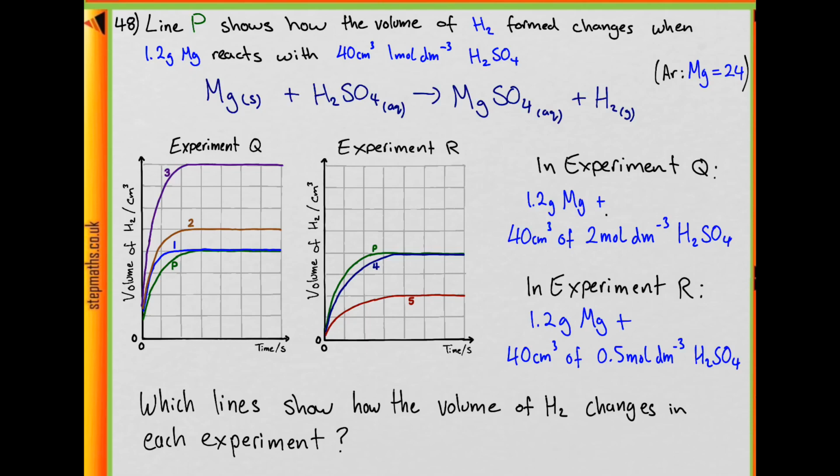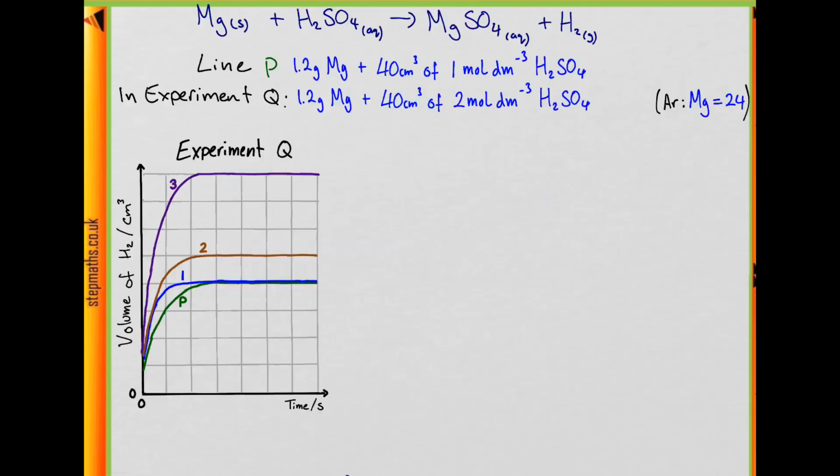So for this question, we need to work out the moles of hydrogen gas produced in each experiment and see how they compare to each other. So let's start off with experiment P. To find the moles of hydrogen gas produced in experiment P, we need to see which of the magnesium or the sulfuric acid is the limiting reagent.